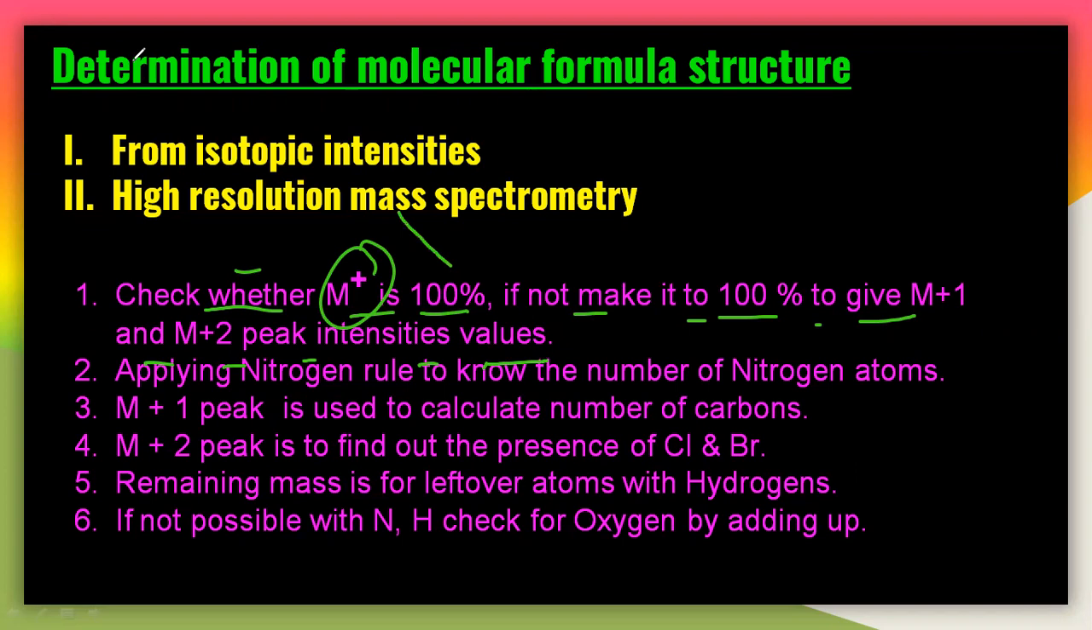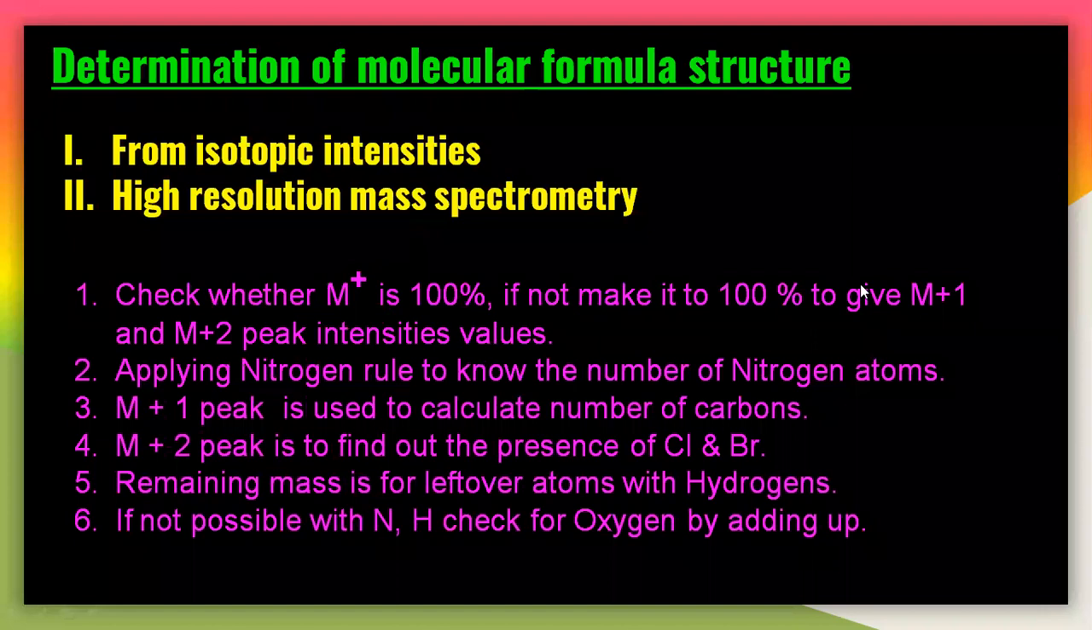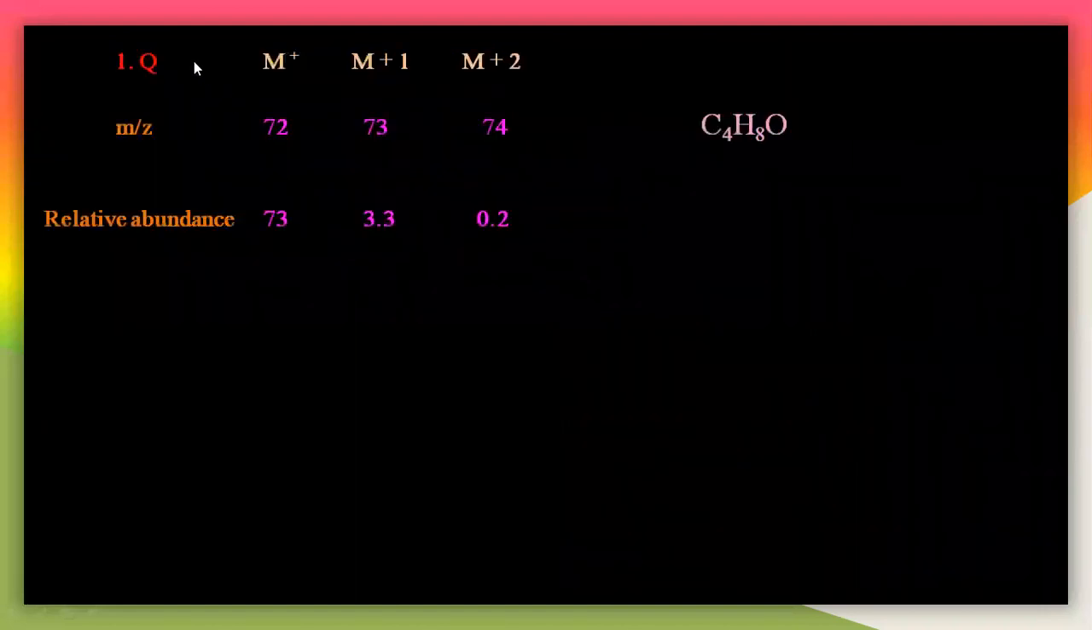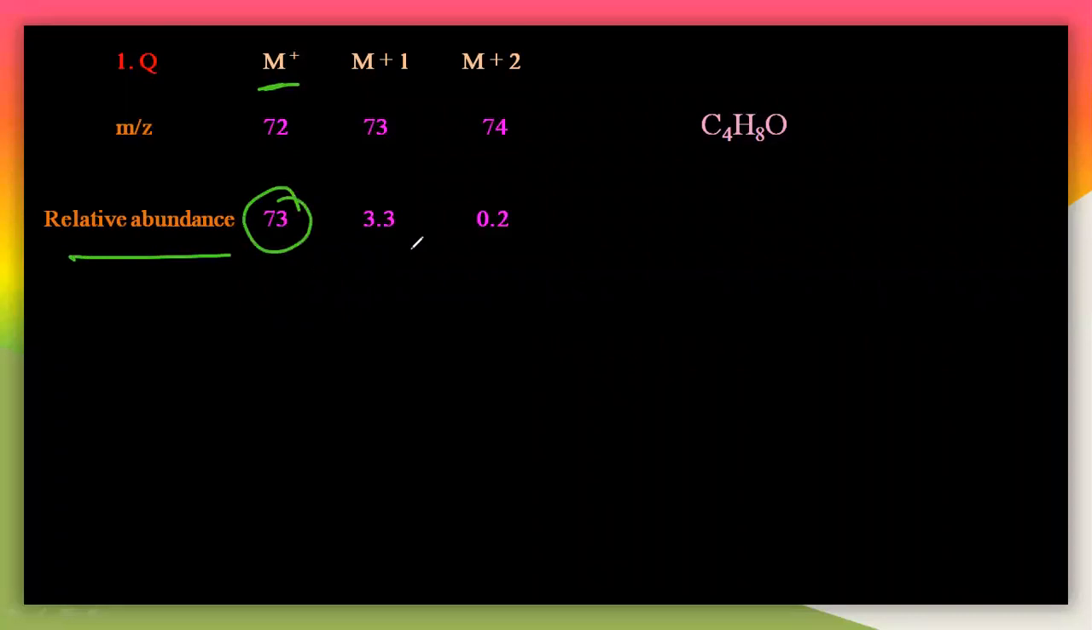So see here, first what you have to do here. You have to check whether M plus is 100%, whether the M plus relative abundance is 100. So it is 73 here. So you have to make that up to 100 here.